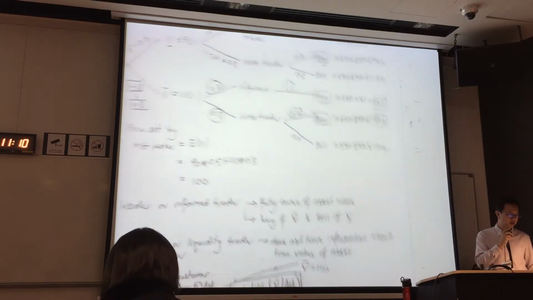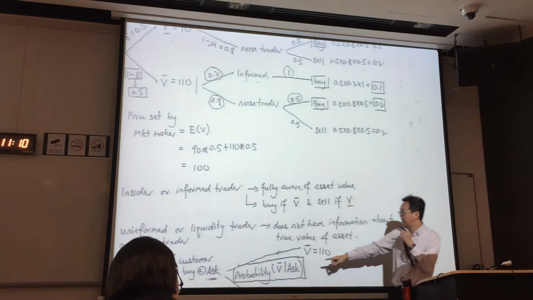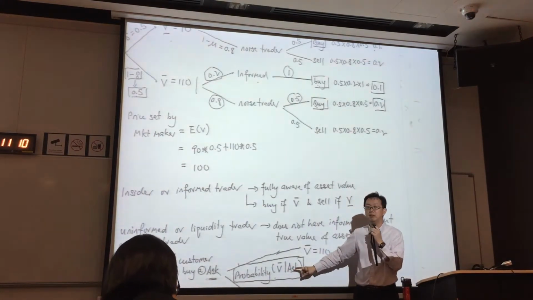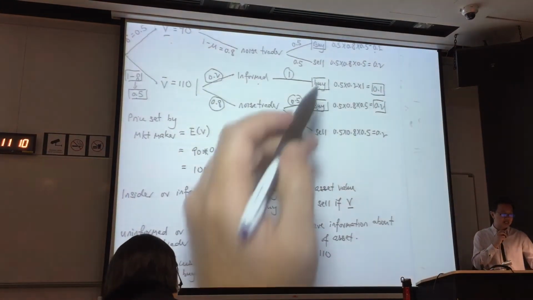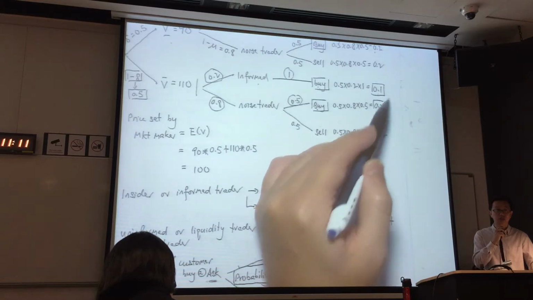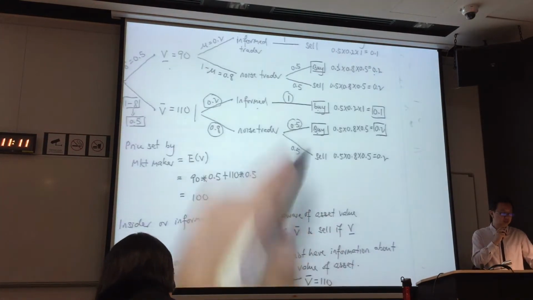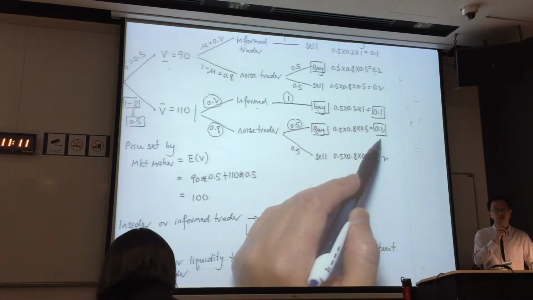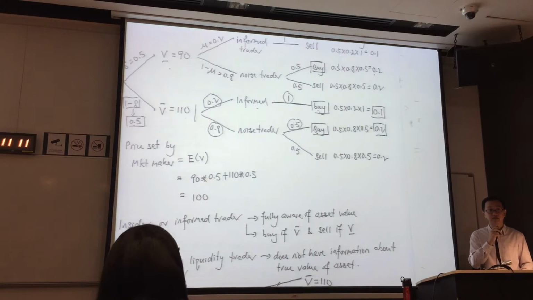When you want to know the probability that the value is 110, now that the customer is buying, you just need to compare the buy scenario when the value is high, so it's 0.1 plus 0.2, total 0.3, to the total probability of buy trades. So it's 0.2, 0.1, 0.2. So it's 0.3 divided by 0.5, which gives you 60%.